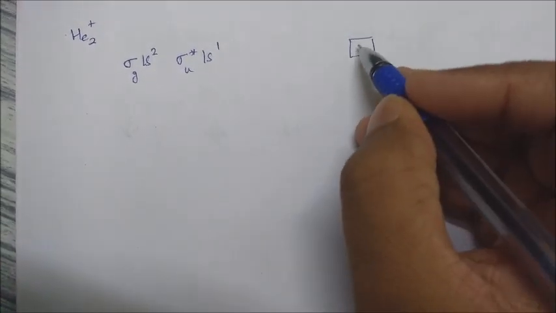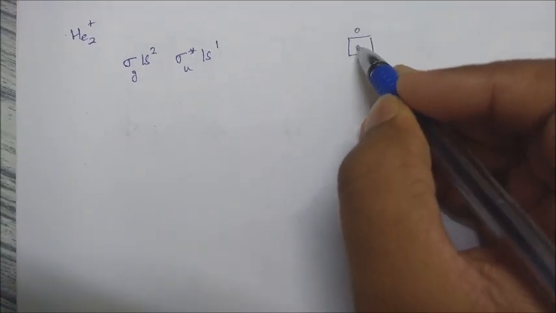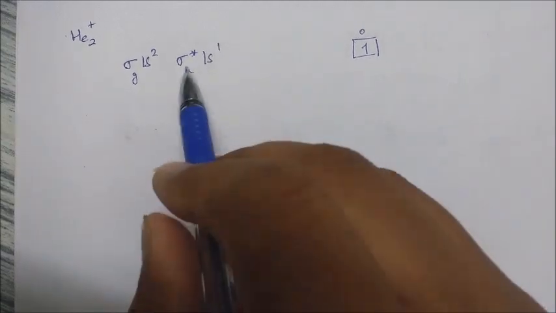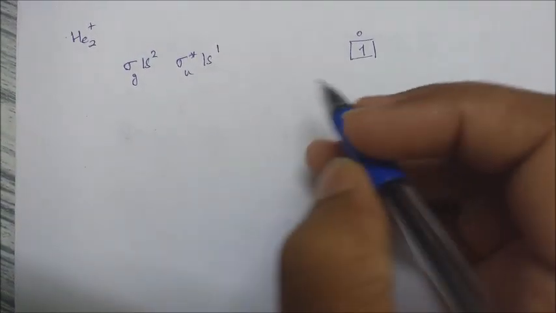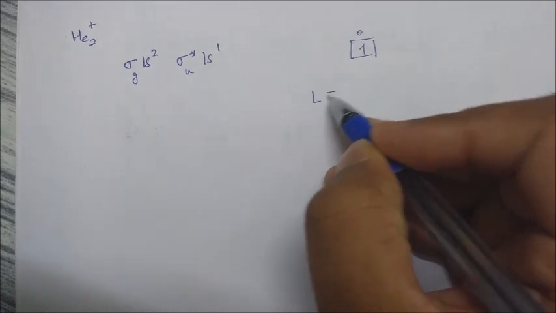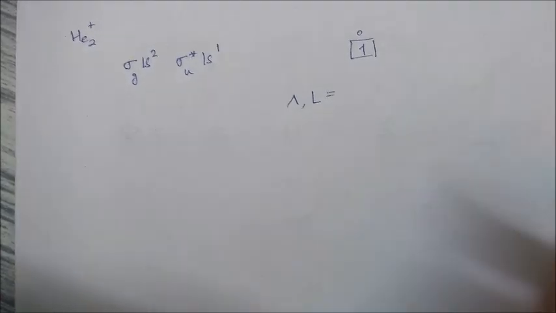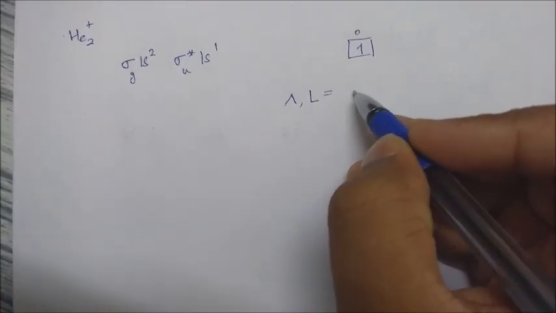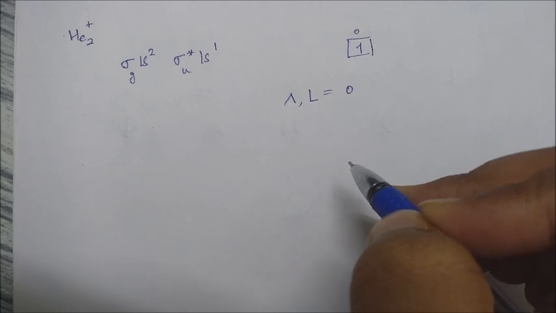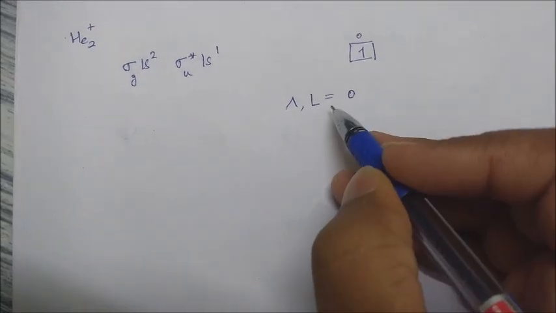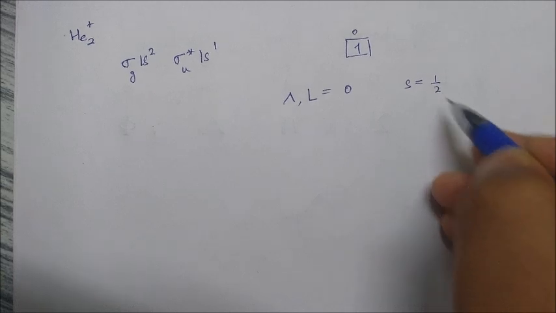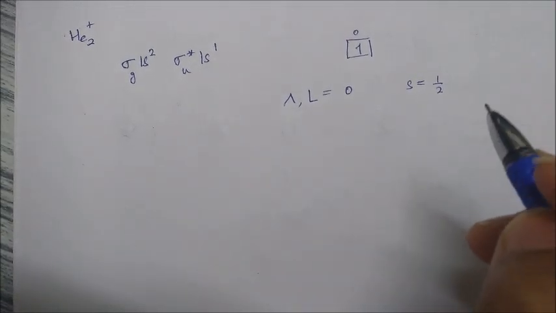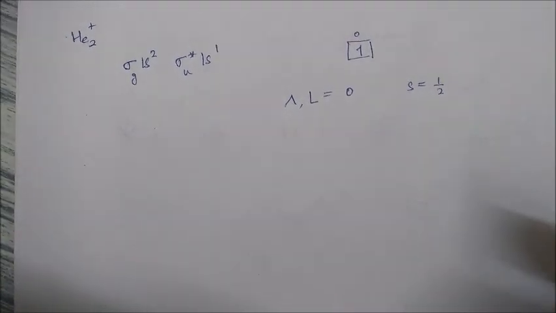So for the s orbital the L value is 0. You have one electron over here, the unpaired electron, and the last electron lies in this, so you have to make everything according to this only. So the value of L or lambda will be 0. Then we have one unpaired electron, so the value of S will be 1/2, because for one unpaired electron the value of S is half.